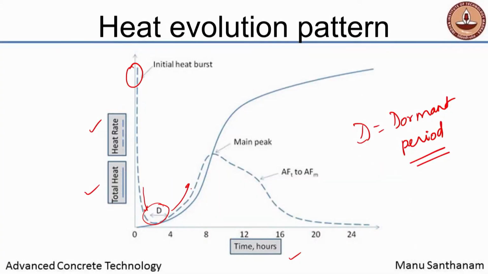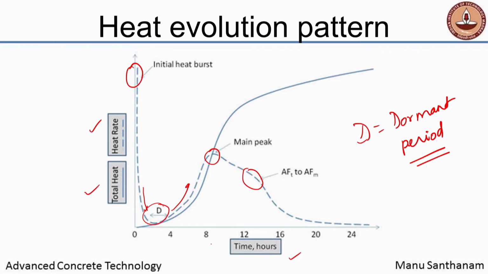Okay. Beyond this dormant period, you see a rapid rise in the rate of heat evolution until you reach what is called the main peak. Okay. And then you may or may not have secondary peaks that come right after the main peak. I will describe these in just a minute. Okay. That is the heat rate pattern. So, you start with a very high heat rate, you come to a dormant period, then you go up to the main heat peak, and then you start slowing down the rate of heat evolution, and you may see a secondary peak depending upon the extent of aluminates that are present in your system. Okay, I will talk about the aluminate peak separately.